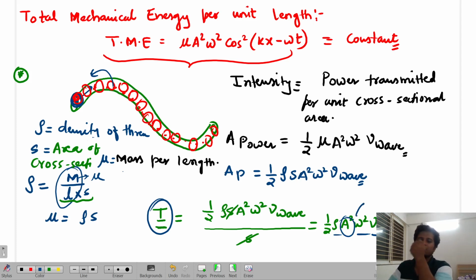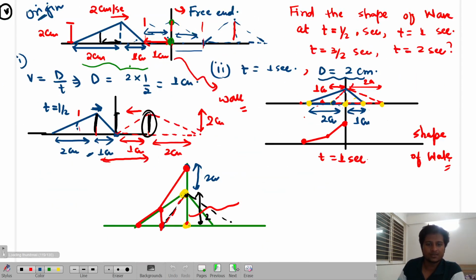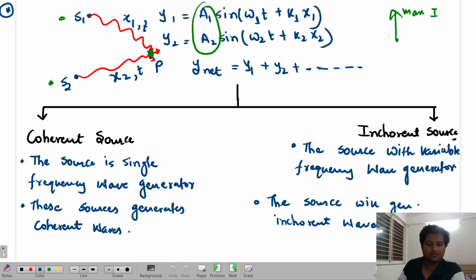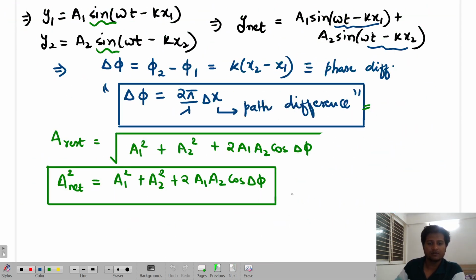Here omega is always constant. We know that for coherent sources, velocity of wave is also constant, and density will also be constant. What is variable? Amplitude is different for different sources. So intensity is directly proportional to amplitude square, isn't it? Yes. So that's what we will see, that intensity is directly proportional to amplitude square.